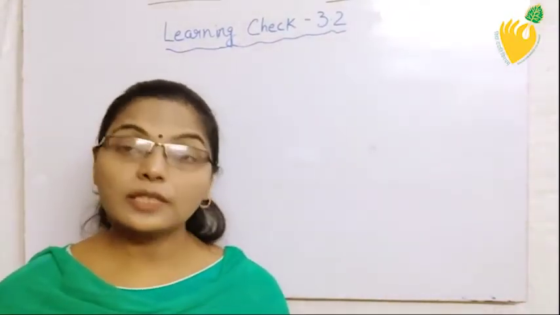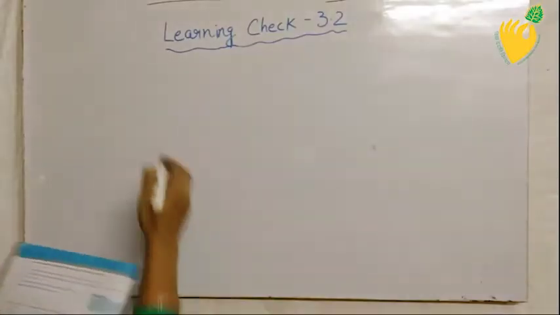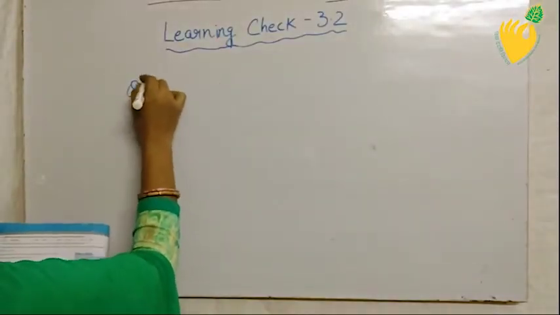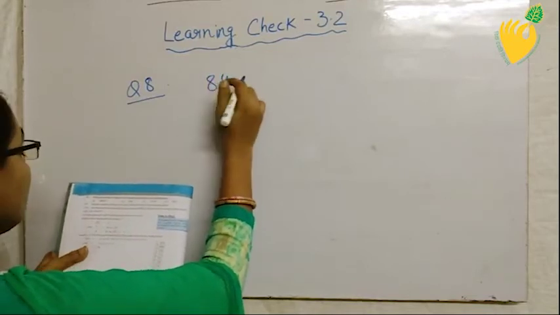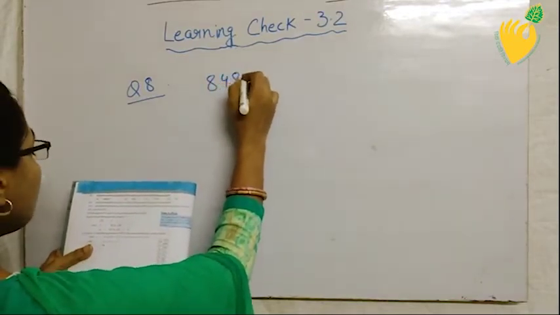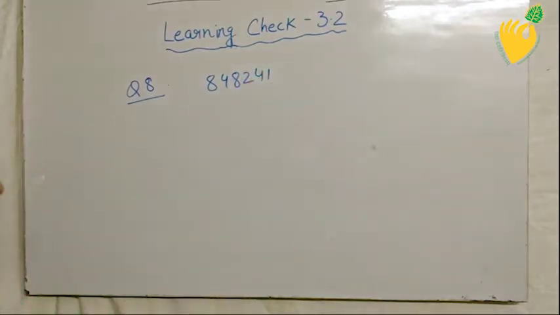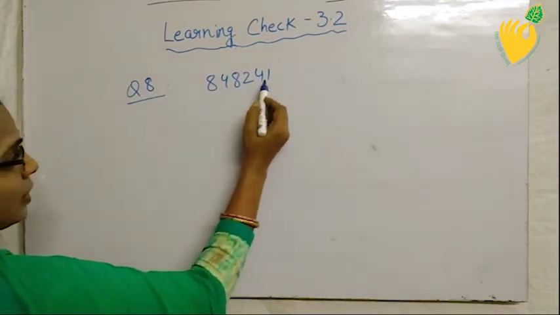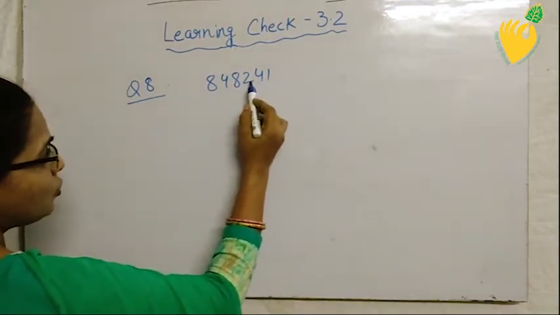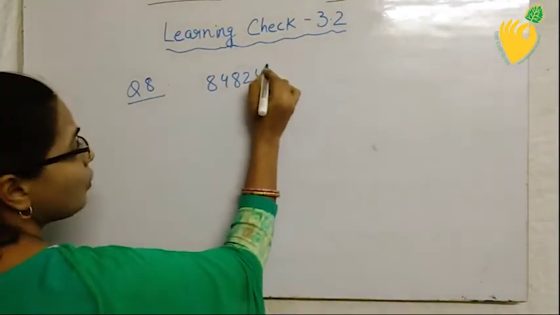Let's see the next question, students. That is question number 8. State the number of digits in the square roots of the following squares. You have to find the number of digits only, that is how many digits will be there in the square root of these given numbers. 848241. You have to find the number of digits in the square root of this. That means if suppose this is of 1, 2, 3, 4, 5, 6 digits, so we will start making the pairs.